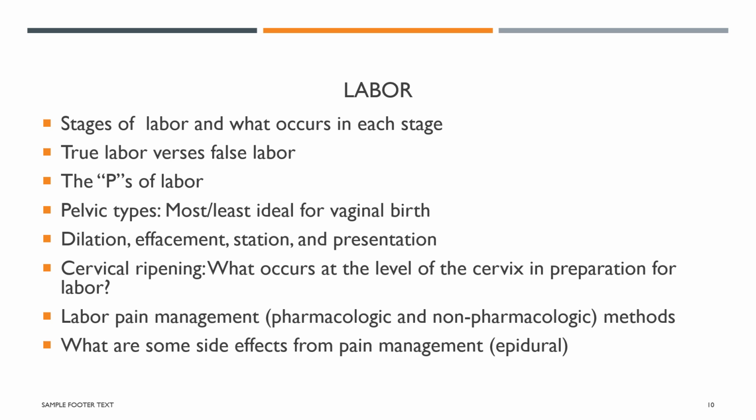All right, labor, know the stages of labor and what occurs in each stage. True labor versus false labor. How are you going to know a patient's in active labor versus latent labor? The P's of labor. Okay, make sure that you're familiar with each type. Pelvic types, the most ideal, least ideal for a vaginal birth. Dilation, effacement, station, and presentation.